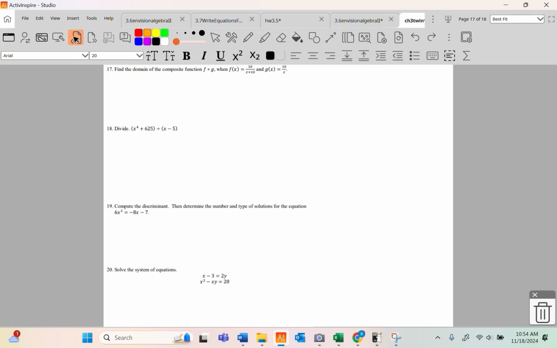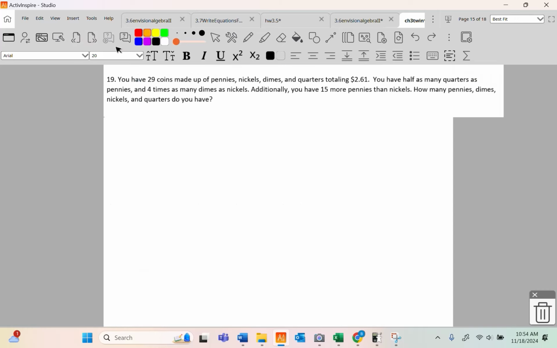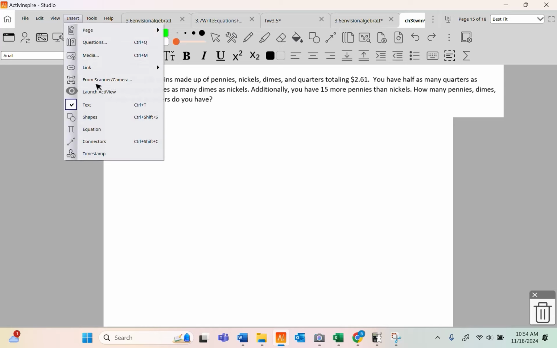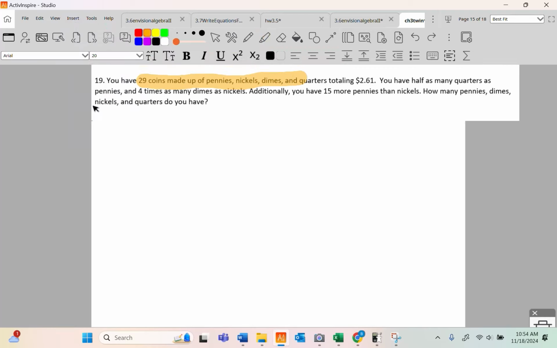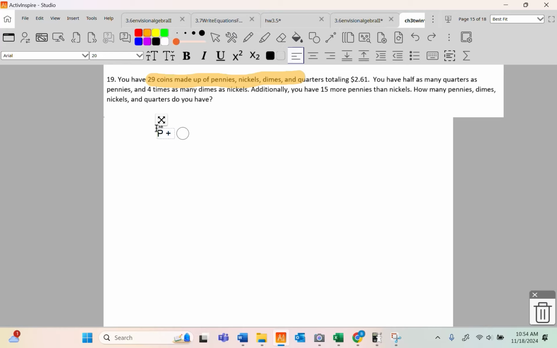Where's 19? There it is. You have 29 coins made up of pennies, nickels, dimes, and quarters, totaling $2.61. First off, the number of pennies plus the number of nickels plus the number of dimes plus the number of quarters must equal 29. They total 261. A penny is worth 1 cent, a nickel is worth 5, a dime's worth 10, a quarter's worth 25, and I'm going to convert this into a whole number, 261.